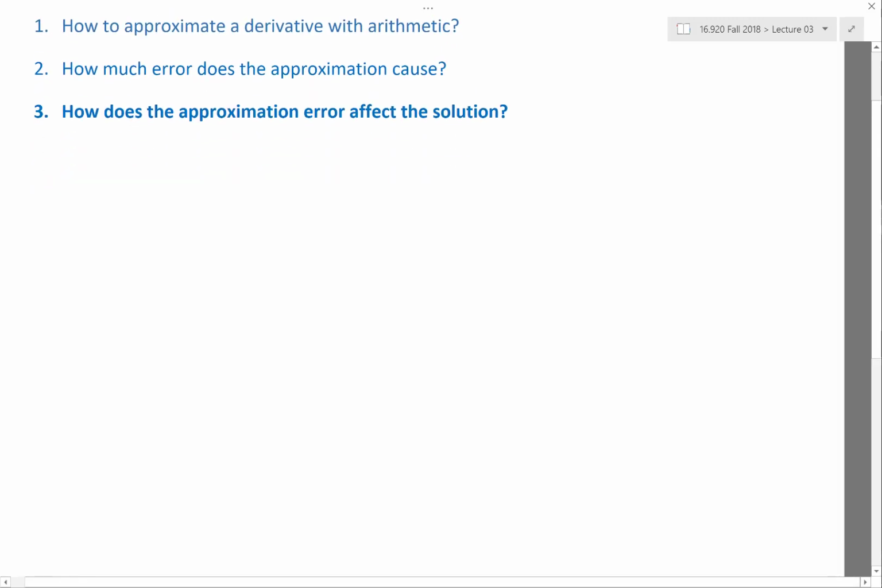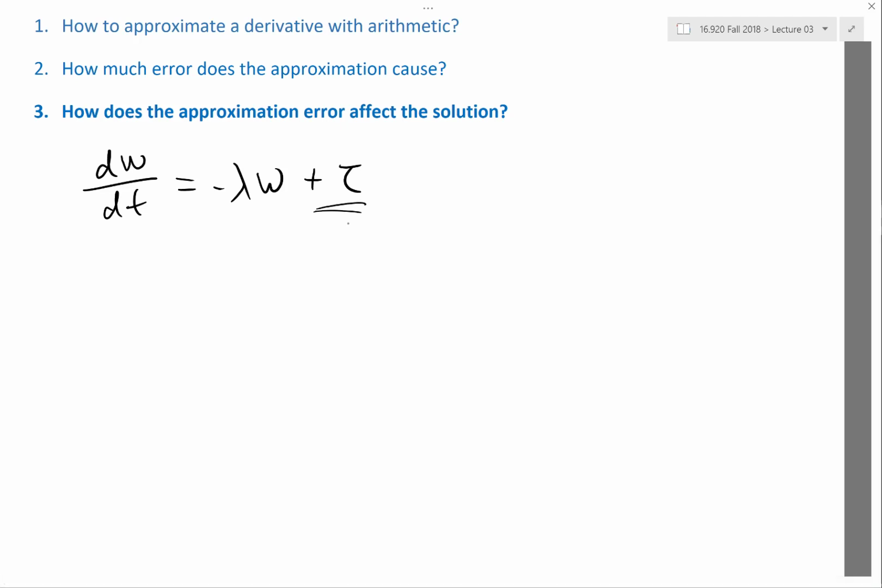So let's just consider an ordinary differential equation. I have dw/dt equal to minus lambda times w. But then I add an error term, tau, on top of this ordinary differential equation. How much does that error term matter? Let's figure out how much that error term matters for three cases.